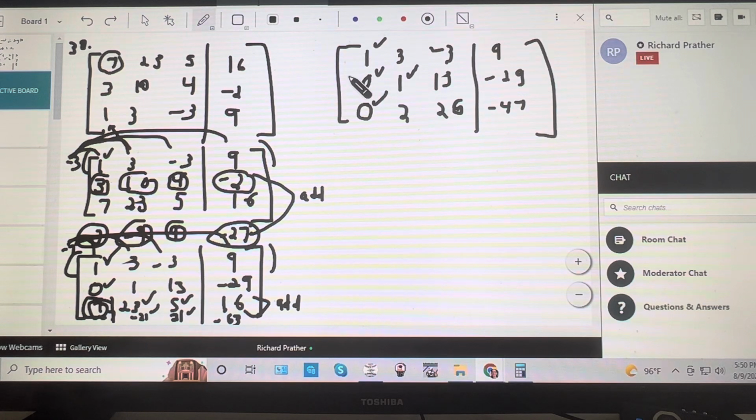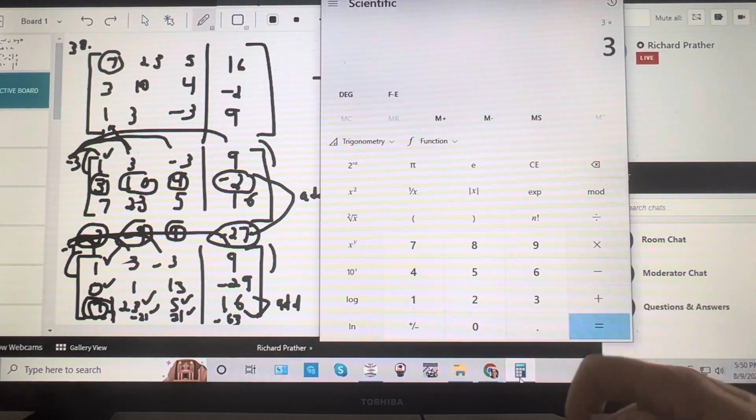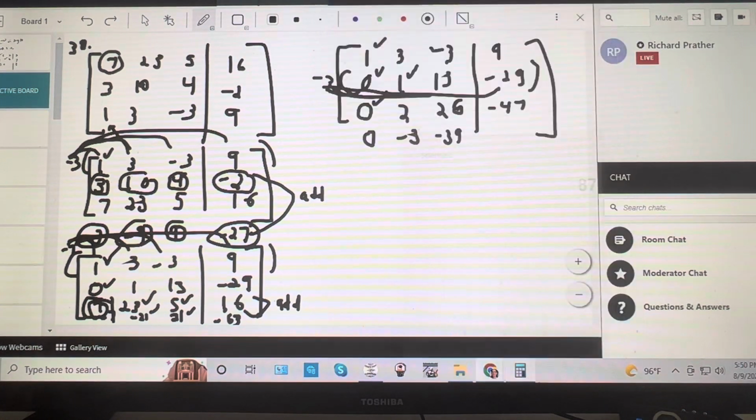So same deal, you always want to work with the row where the 1 is, and you want to do the opposite of whatever one you're doing. So the opposite of 3 is negative 3. Negative 3 times 0 is 0. Negative 3 times 1 is negative 3. Negative 3 times 13 is negative 39. Negative 3 times negative 29 is positive 87. Add this to the first row and you'll get a 0 in that slot you're hoping for.